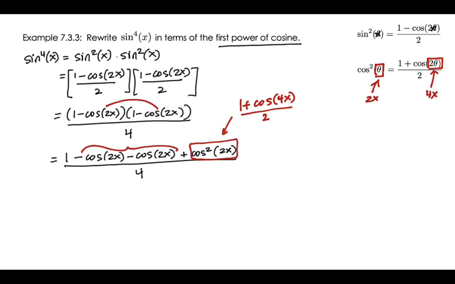All right, so let's do those two things. I'm going to get 1. I'm going to combine those two under the bracket there, minus 2 cosine 2x plus, I'm going to put that fraction, and then that's all going to be over 4. So that fraction is 1 plus cosine 4x over 2.